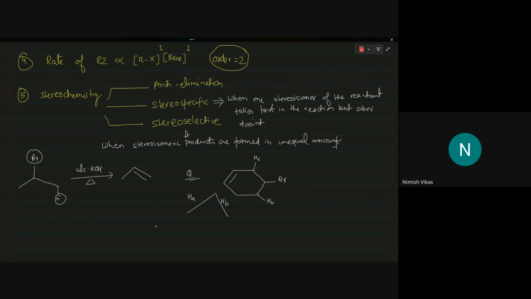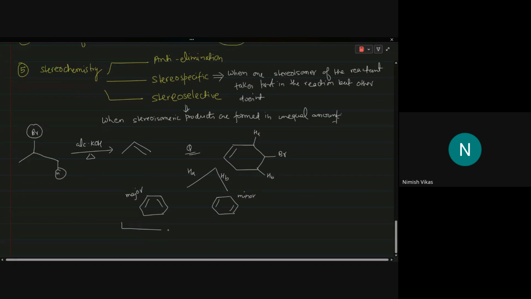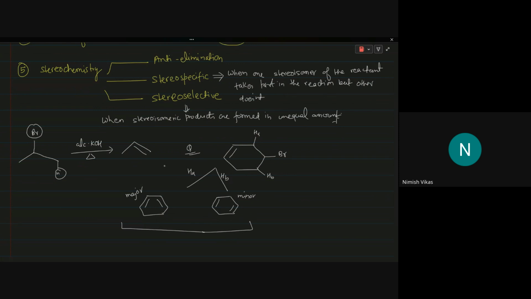Now, suppose you abstract the Ha hydrogen, then in this particular case you are going to form this thing. If you abstract the Hb hydrogen, it is going to form this thing. So you can see resonance is over here. So this is the major product and this is a minor product. You can see both these compounds have the same chemical formula. So this is the meaning of stereoselective. This is the definition of stereoselective: when stereoisomeric products are formed in unequal amount. So products are forming, but they are forming in unequal amount.